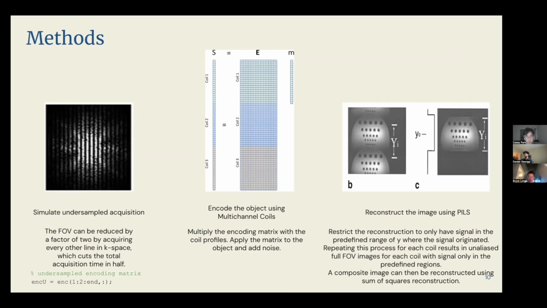Then we're going to encode the object using multi-channel coils. We multiply the encoding matrix with the coil profiles and then apply the matrix to the object and then add noise. Last, we will construct the image using PILS. At this step, we will reconstruct the image using only the signals from the predefined range of Y where the signal originated, and we'll repeat this process for every coil to get unaliased full FOV images. And then we'll combine those images using sum-of-squares reconstruction.